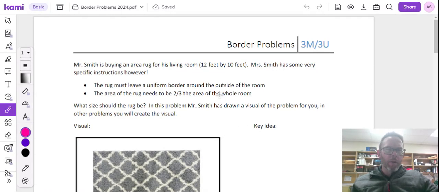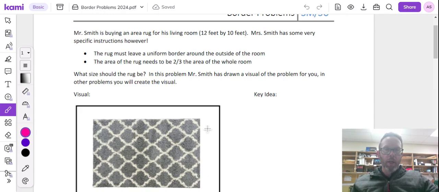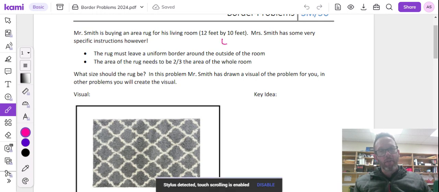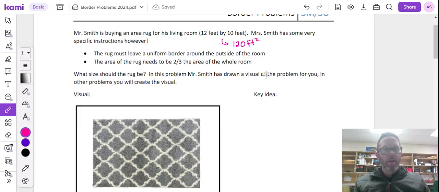So here's the first problem we're going to be looking at, and here's the situation. In this fictional problem, I'm buying an area rug for my living room. Now we do have a living room, we do have an area rug, but my living room is not 12 feet by 10 feet. But in this question, we're saying my living room is 12 feet by 10 feet. And maybe we can say off to the side here that 12 times 10 would be 120 square feet. That's the area of my living room.